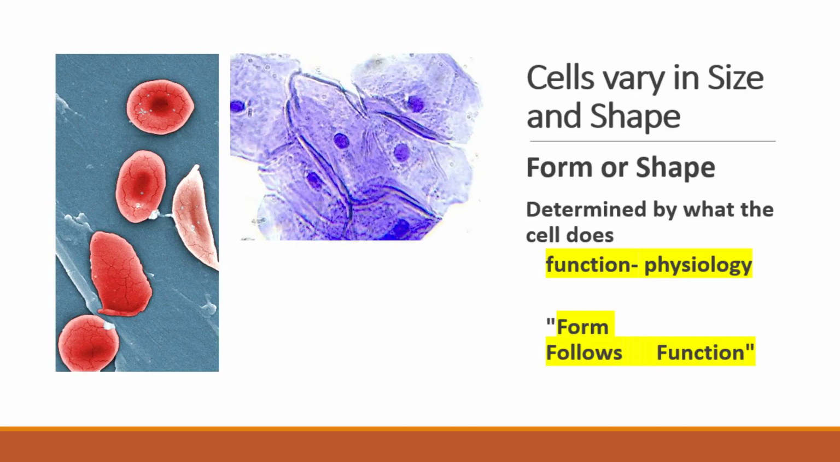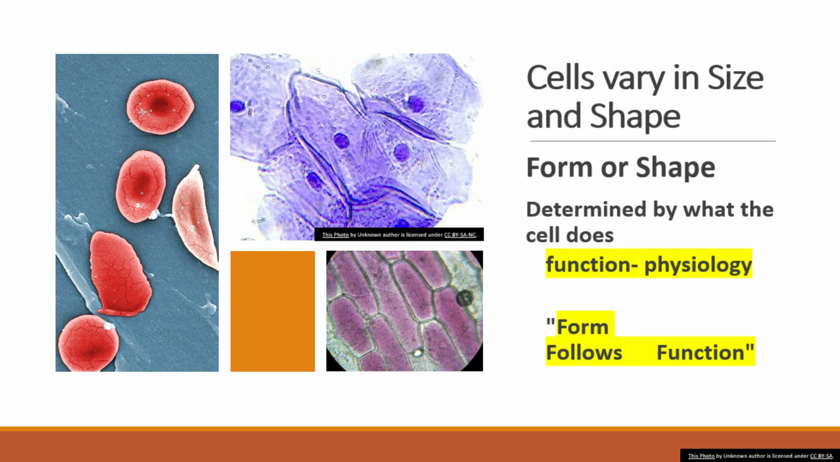Cells vary in size and shape. As we explore the diversity of cells, it's important to understand that their form or shape is determined by what they do, or their function in physiology. This principle is succinctly captured in the phrase, "form follows function." So, whether large or small, each cell's structure aligns with its specific purpose.